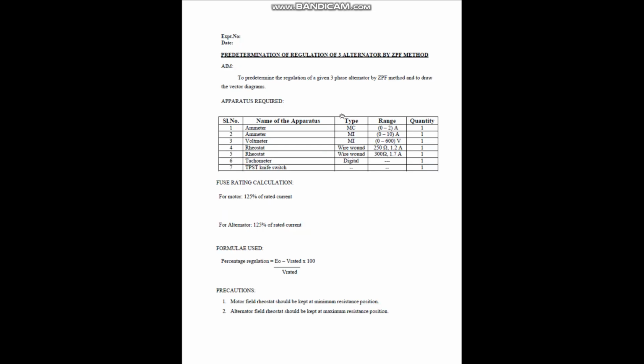So field current, then open circuit voltage. For the phase voltage, we divide the line voltage by root 3. So E line should be divided by root 3, and so we can calculate this E phase voltage. So this is the open circuit test.